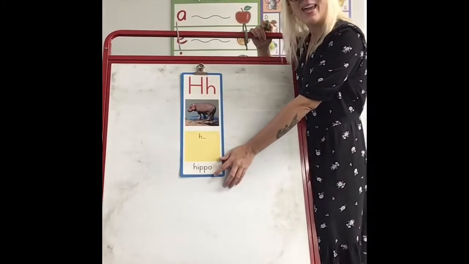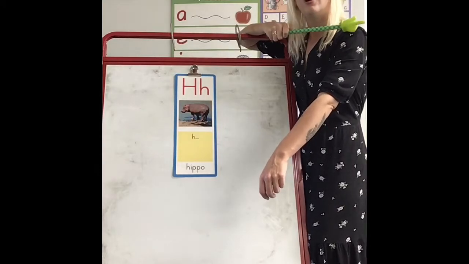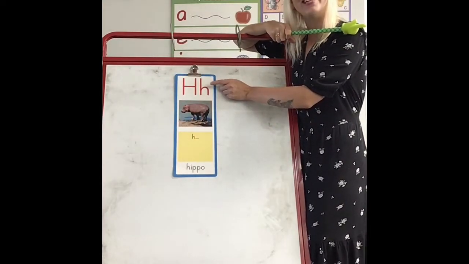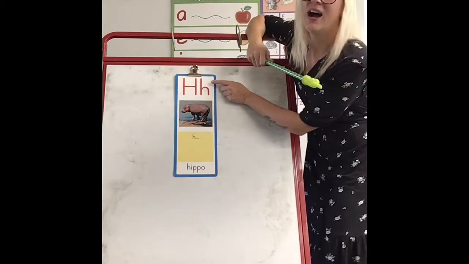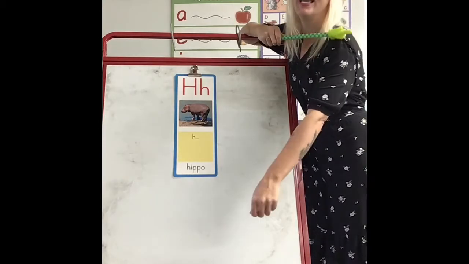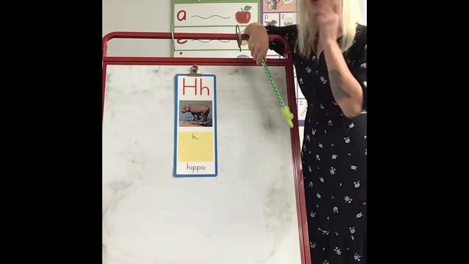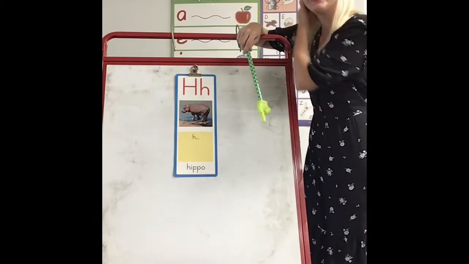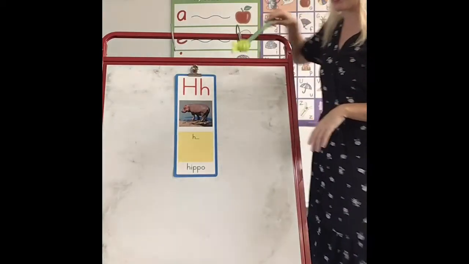This is the hippo card. Hippo starts with the sound h. That's the sound that H makes. The name of this letter is H. The sound is like we hear at the beginning of the word hippo or happy. What's the name of this letter? H. What's the sound that this letter makes? Like at the beginning of hippo.